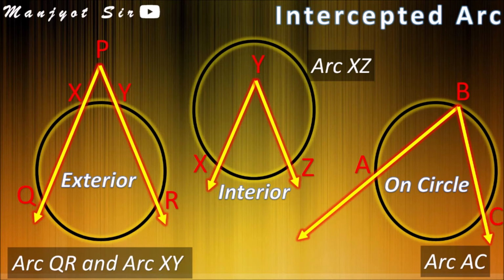I hope everyone is clear with these three properties. So if the common vertex is in the exterior, we get two intercepted arcs. If it is in the interior or on the circle, we get one and only one intercepted arc. Let's move ahead.